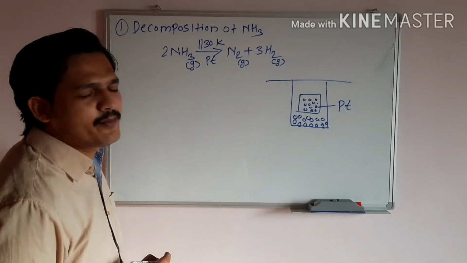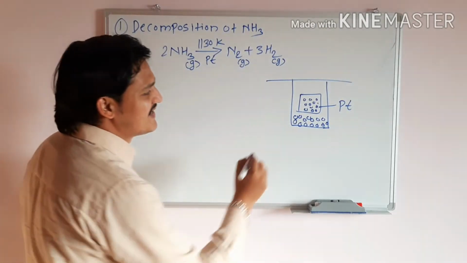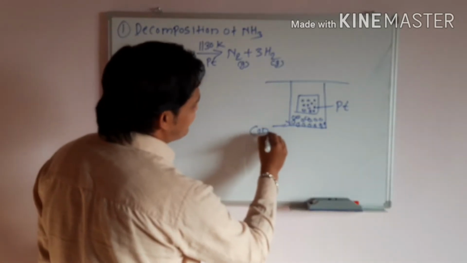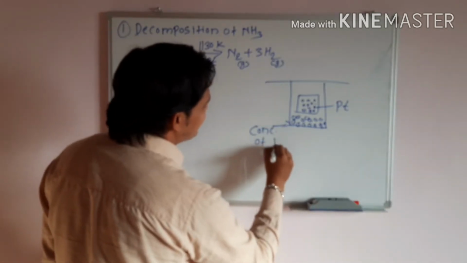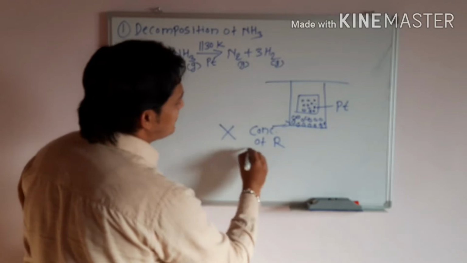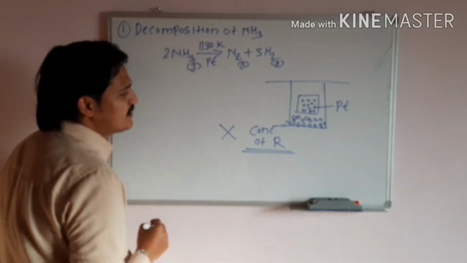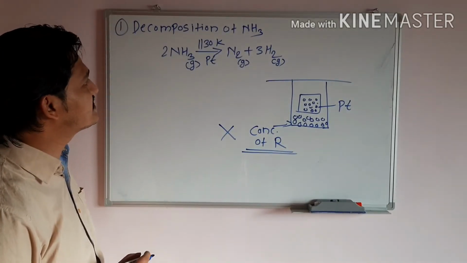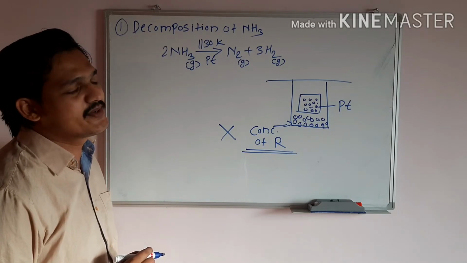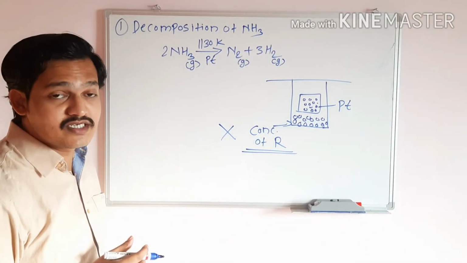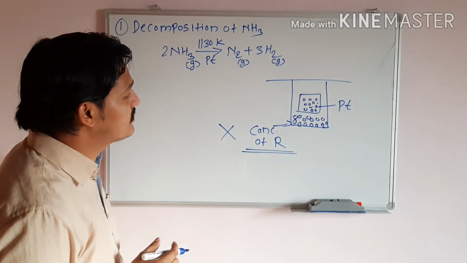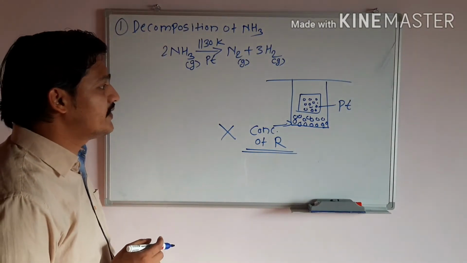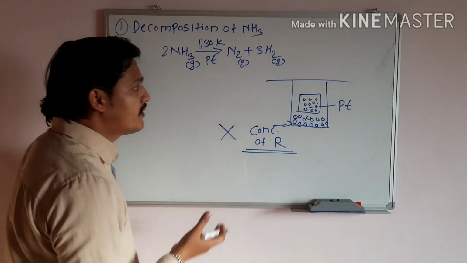Hence the rate of reaction doesn't depend on the concentration of reactant. So hence it must be zero order. The rate of reaction doesn't depend on the concentration of reactant, so the order must be zero. I am not confirmed about that.